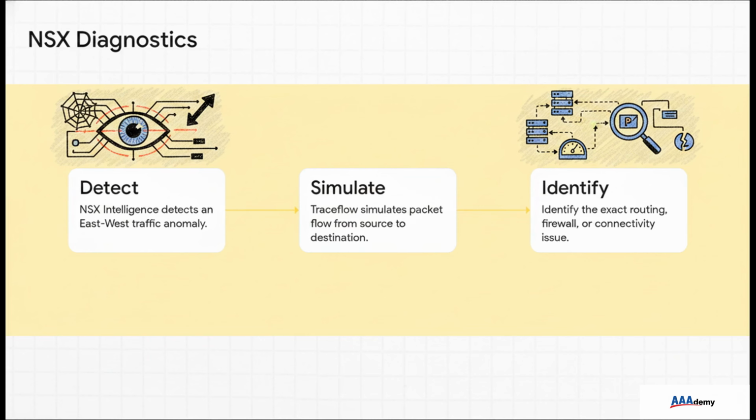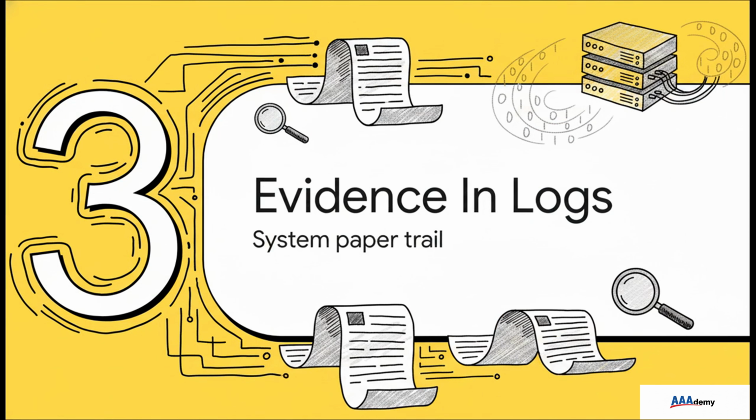Step 2, you fire up TreeSflow, which is this great tool that actually simulates packet flow from the source to the destination. And Step 3, by watching that simulated packet, you can identify the exact routing, firewall, or connectivity issue that's dropping your traffic. It's just an incredibly methodical way to untangle virtual networking. Let's dive into Section 3, finding evidence in logs.